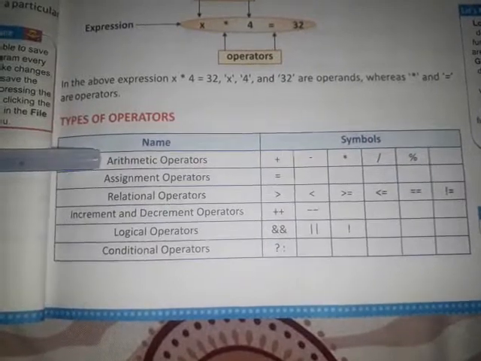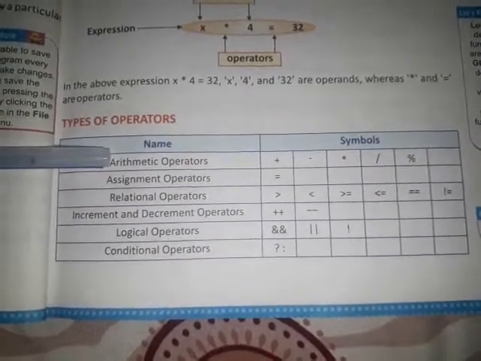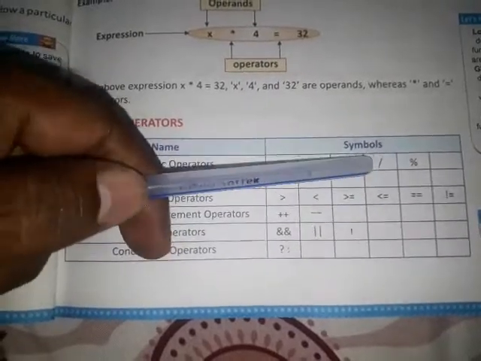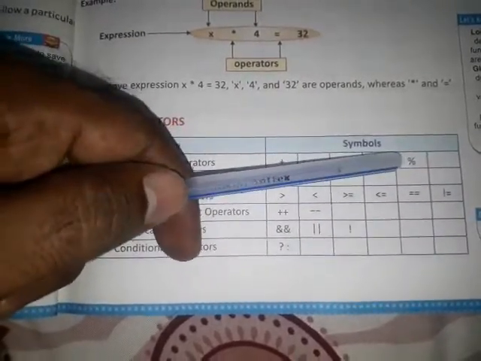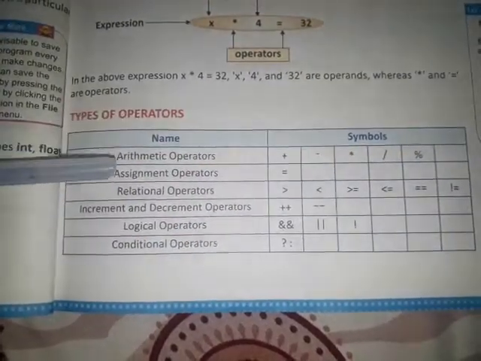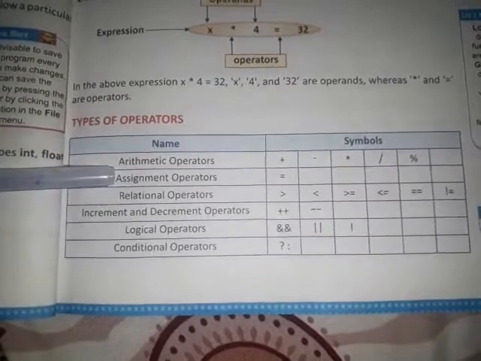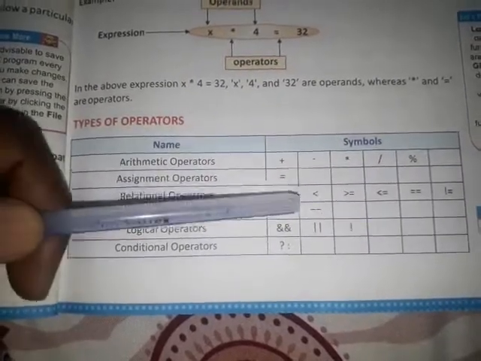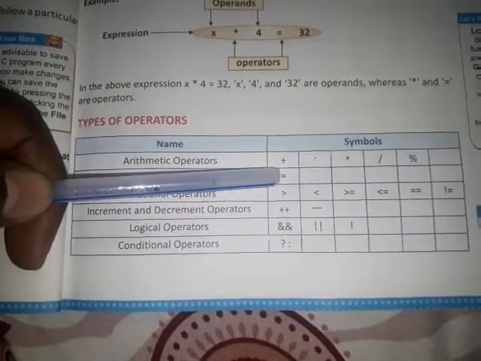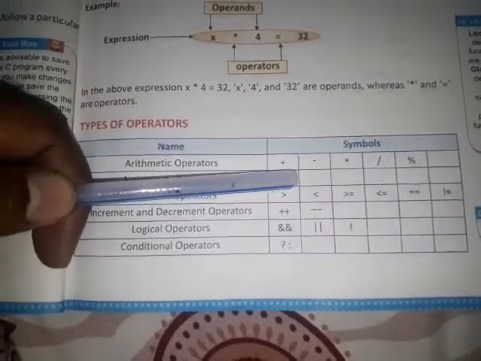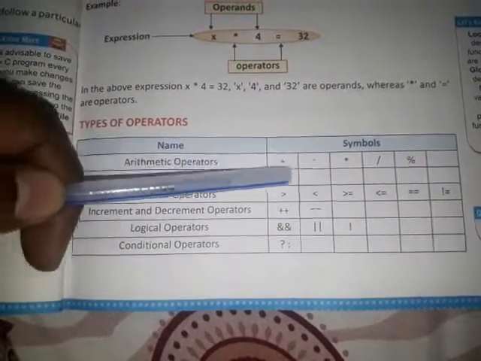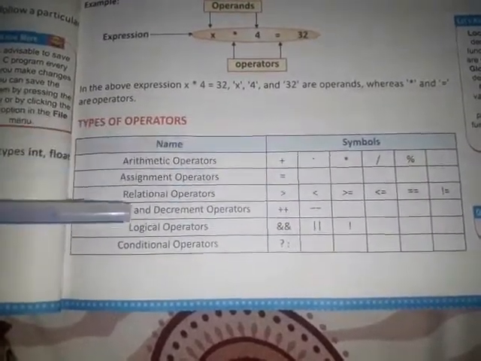First one is the arithmetic operator. In arithmetic operators, there are addition, subtraction, multiplication, division, and the modulo operator. This operator will give us the remainder. Then the second one is the assignment operator. The assignment operator is equal to, which gives the value on the right hand side of equal to, to the left hand side variable. That's why it is called the assignment operator. We will discuss it later.